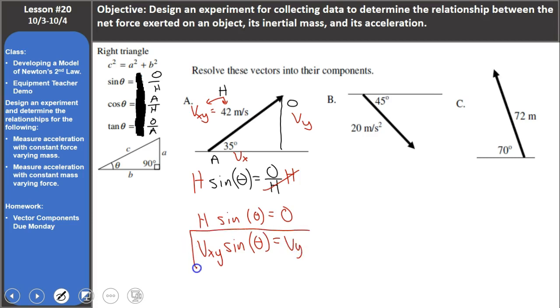Okay. So real quick, find Vy using your calculator and sine. I bet somebody got it right now. Huh? Okay, so what's Vxy? 42. What's the angle? What's theta? 35. Huh?